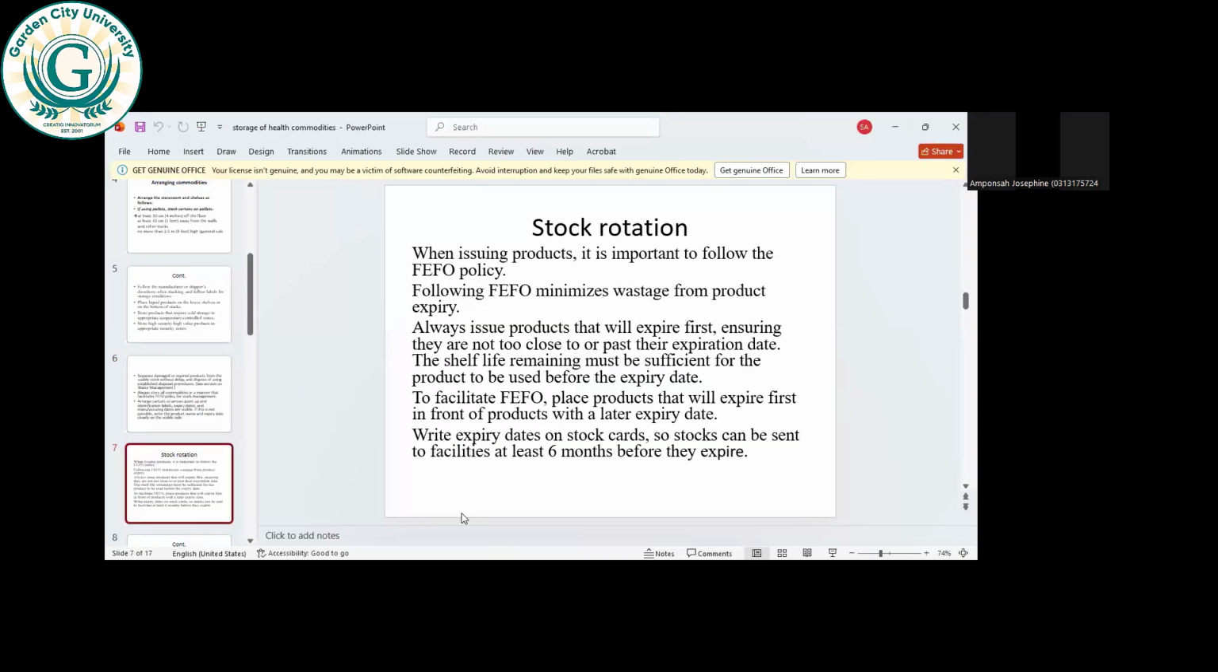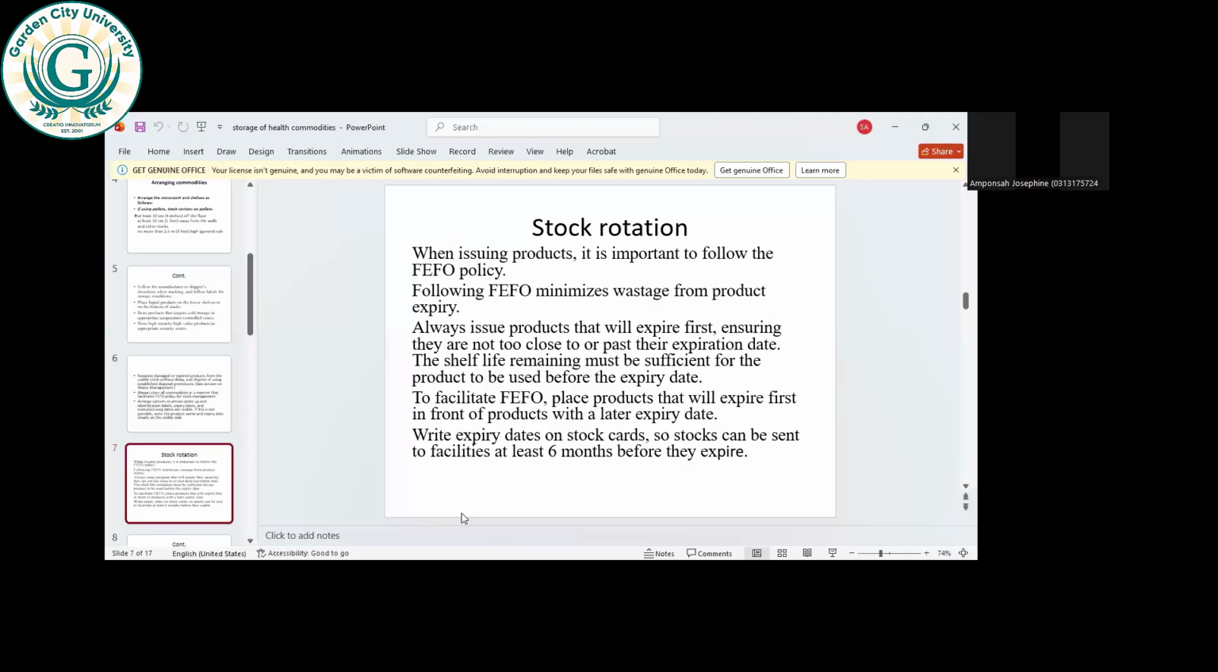So let us look at stock rotation. When issuing product, it is important to follow the first to expire, first out policy, and this policy minimizes waste from product expiring. Because if you do that, it means that you practice the perpetual inventory counting system, or the continuous inventory counting system, as we did.